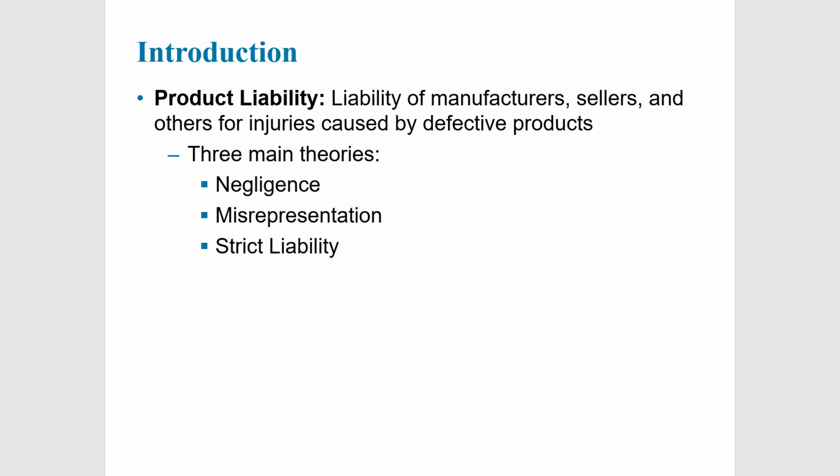So to get started, product liability is the liability that manufacturers, sellers, and others have for injuries caused by defective products. When something goes wrong with a product and somebody gets hurt in some way, we're going to have to find out who is liable, if anyone. The three main theories here are negligence, misrepresentation, and strict liability.